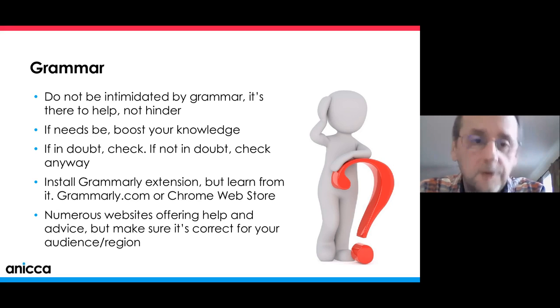And if you don't feel confident about it, and I'm doing this on a regular basis, check, update yourself. Remind yourself, just boost the knowledge. There is an awful lot online, and if you're in doubt, check something. And even if you're not in doubt, check it anyway, because chances are you'll learn something either for that moment or for the future.